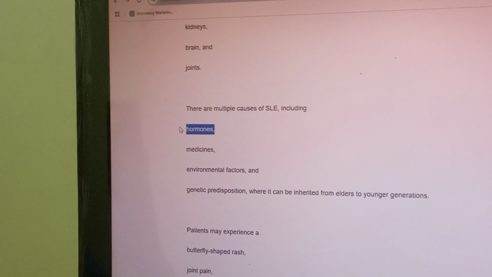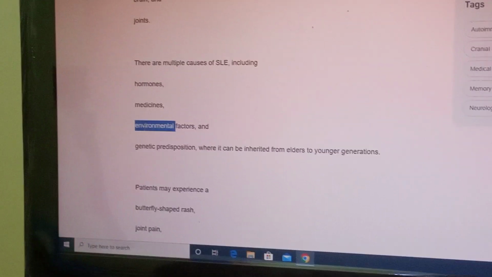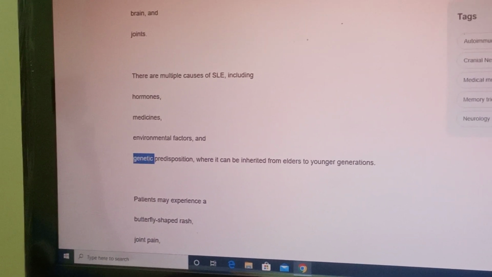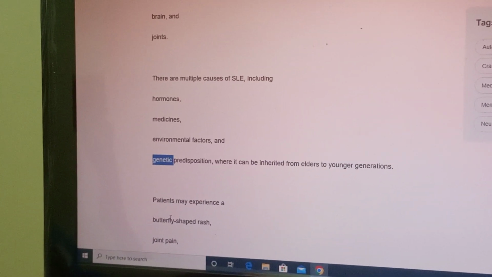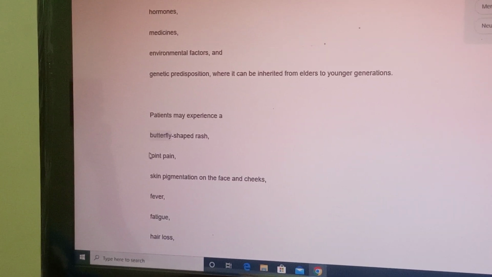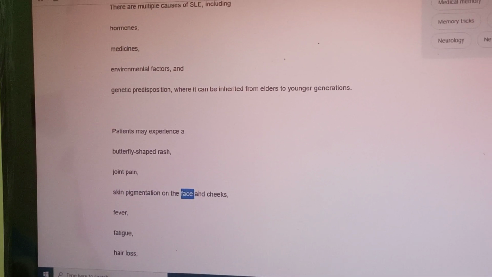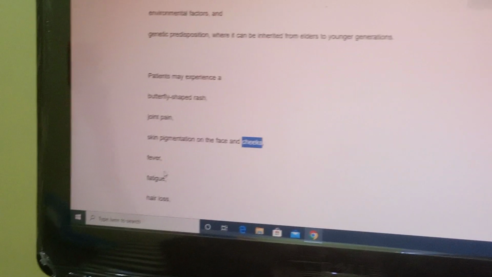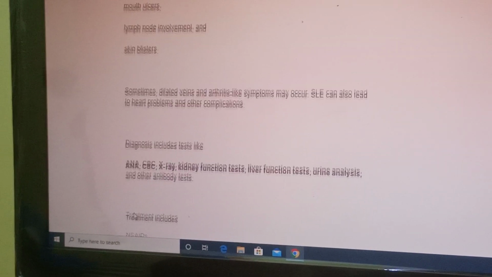So what happens? There are certain hormones or medications or environmental factors that lead to systemic lupus erythematosus, and sometimes a genetic predisposition is there, which leads to the patient having a butterfly rash around the nose and cheeks. Joint pain will be there, serositis, oral mucosal involvement, skin pigmentation, face and cheeks involved, and the patient has fever, myalgia, muscle pain, hair loss, with other symptoms like mouth ulcers, blisters, and these complaints will be there in the patient.